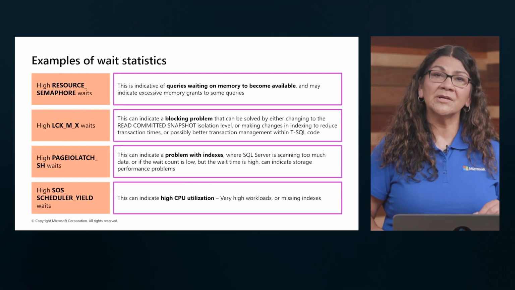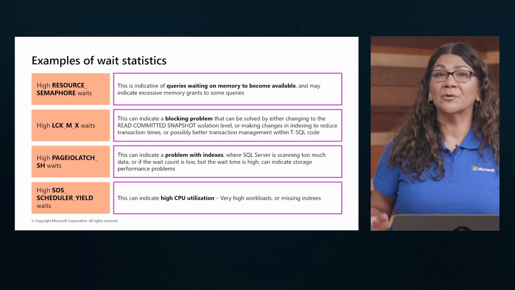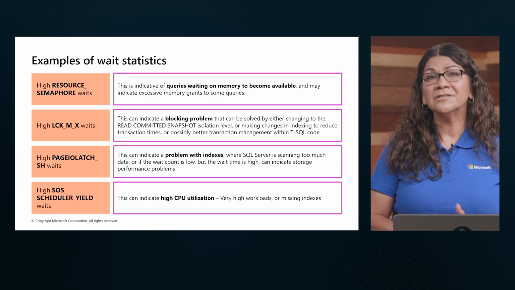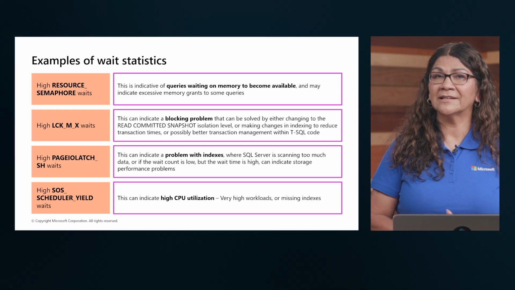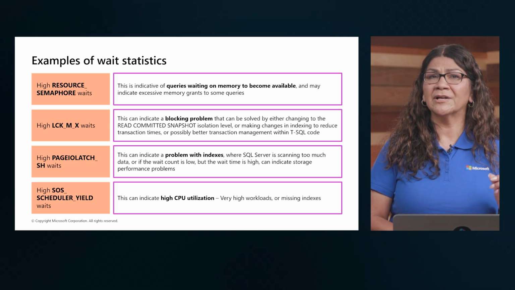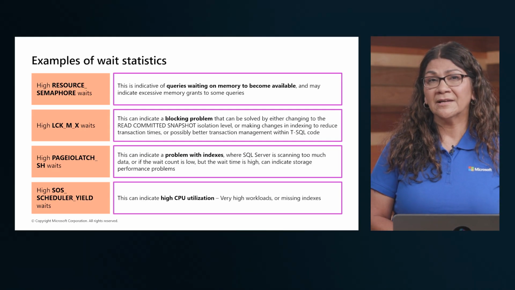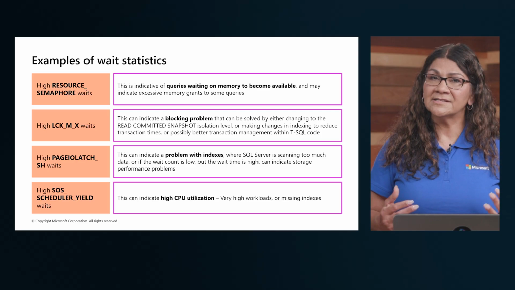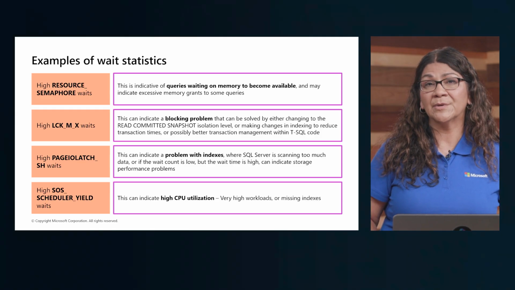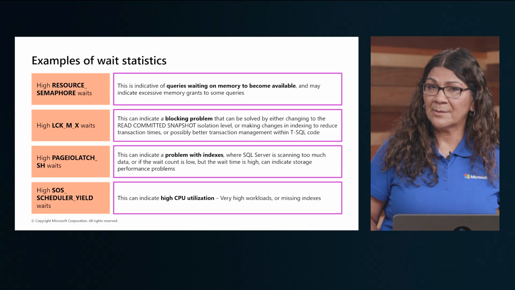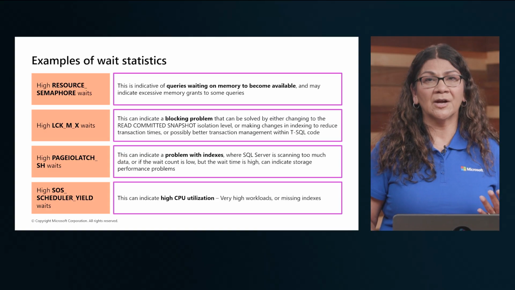Here are four common SQL waits. Resource semaphore waits occur when queries are stalled waiting for memory, often due to excessive memory grants. Monitoring this helps the DBA fine-tune memory allocation and improve query performance in memory-intensive workloads. The LCK_M_X wait indicates blocking issues caused by long transactions or poor indexing. You can resolve this through better transaction management or switching to the read committed snapshot isolation level, which will enhance concurrency and throughput for high transaction environments.